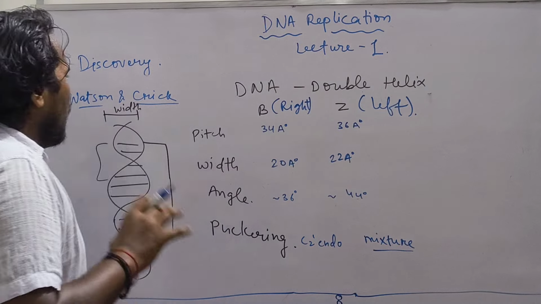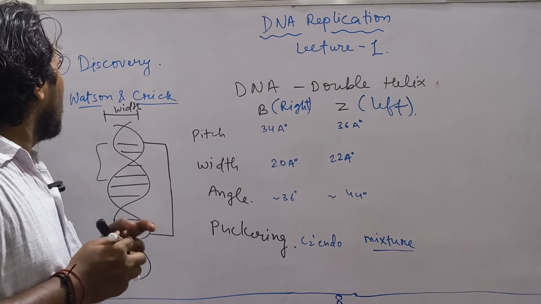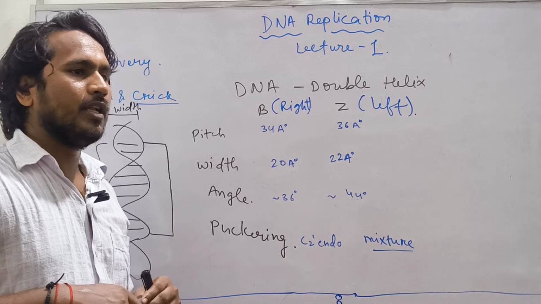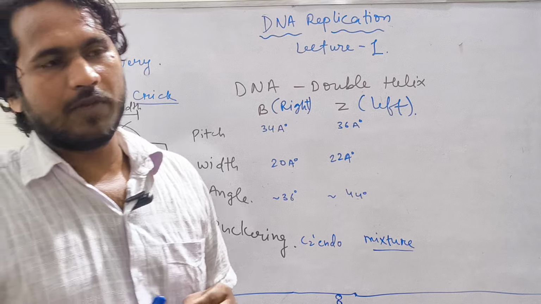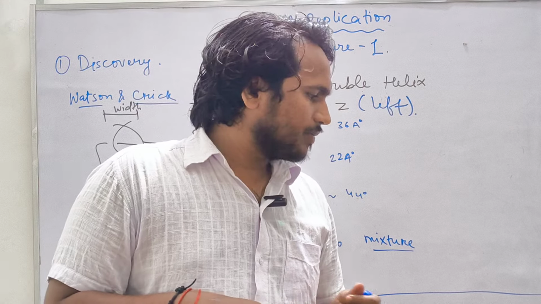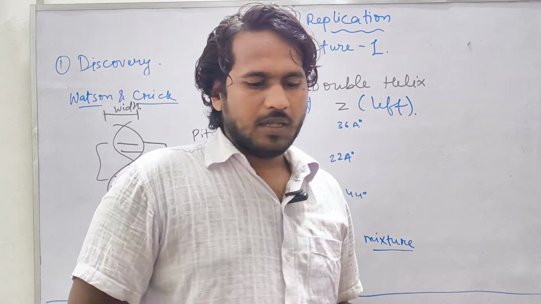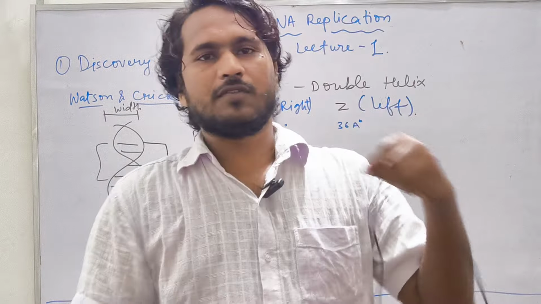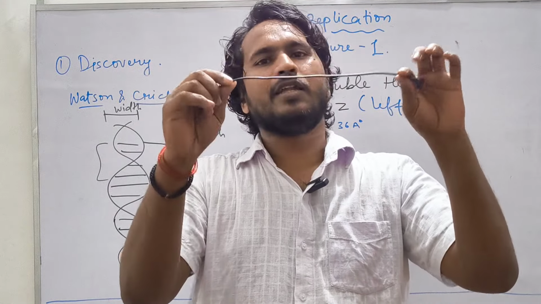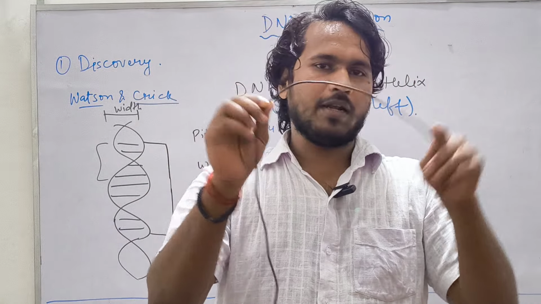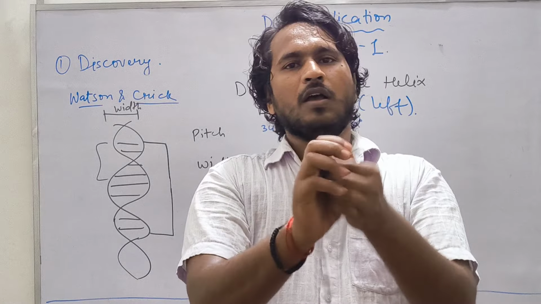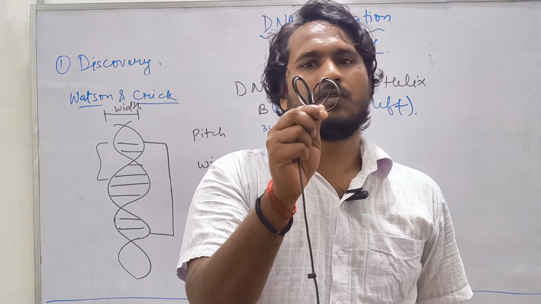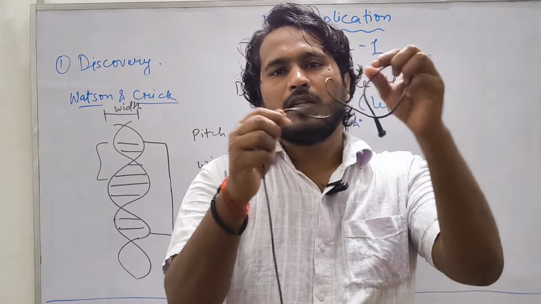Now, our point of discussion is that Watson and Crick proposed that DNA replication is semi-conservative. But DNA replication cannot be done in this type of structure. Suppose this is our DNA. If it is straight, then you can easily replicate it. But once it is coiled, how will you replicate it? Are you able to replicate this one? No. We have to make it straight.